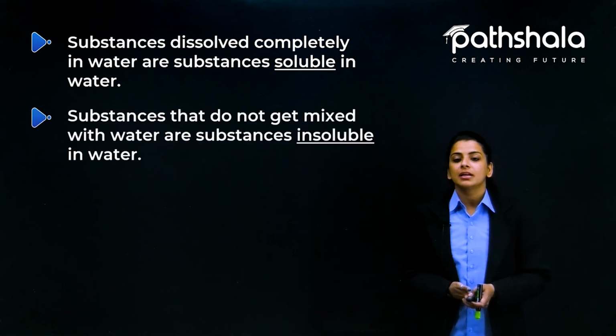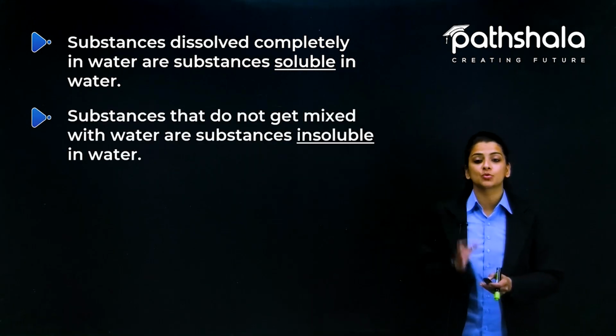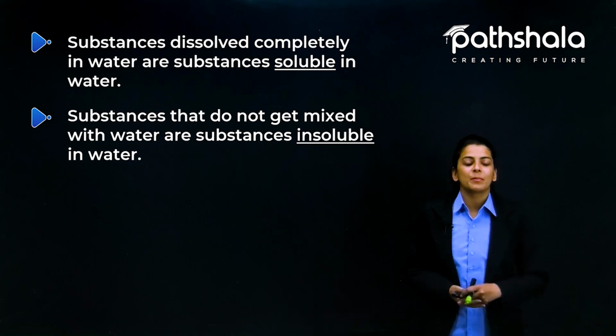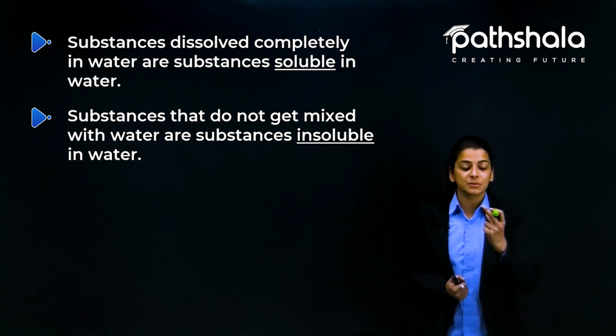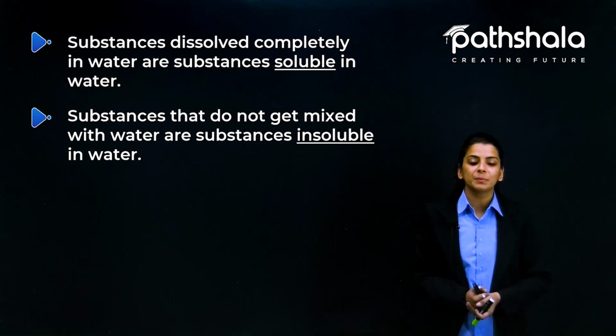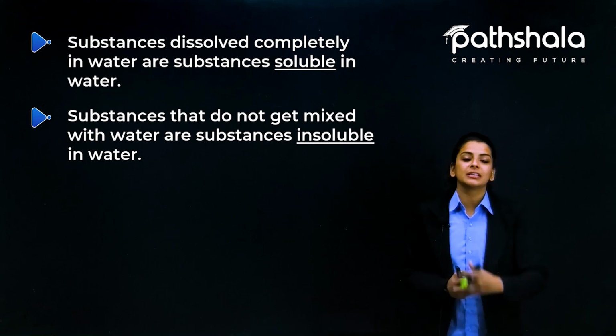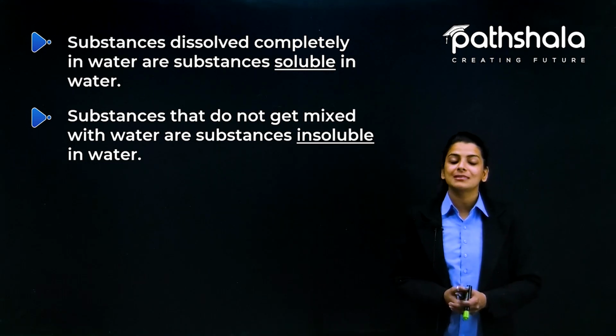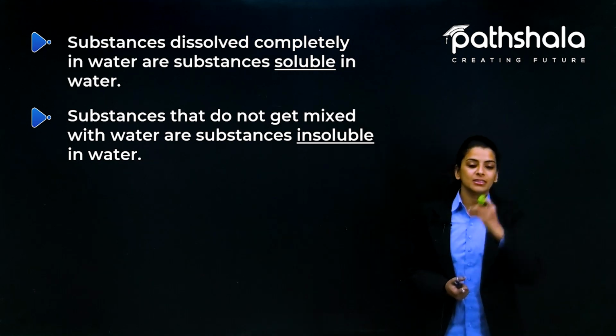Next we have substances that do not get mixed with water, which are substances insoluble in water. सो हमने इसके भी एग्जांपल्स देखे थे कि ऐसे सब्सटेंसेस जब आप उन्हें मिक्स भी करते हैं वाटर पे तो they do not disappear completely और they are visible clearly in the water. So those substances are called insoluble substances in their property.